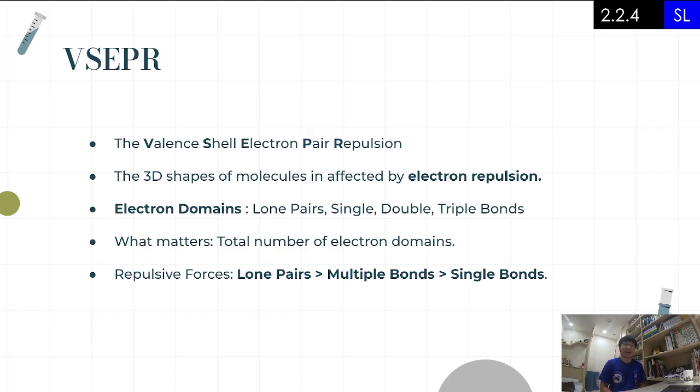The reason for that is that lone pairs are not shared between atoms, so they have a stronger repulsion, and for multiple bonds, there are more electrons there to repel each other. That's a general idea, but it won't really come up. Just remember that all of these electron domains repel each other, and you need to know all these.